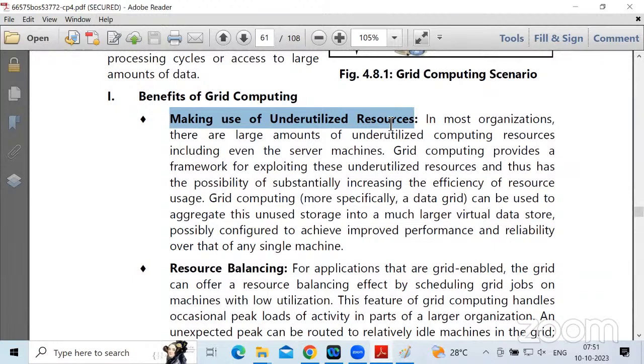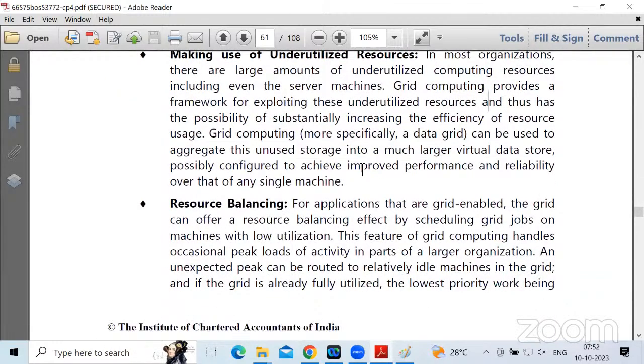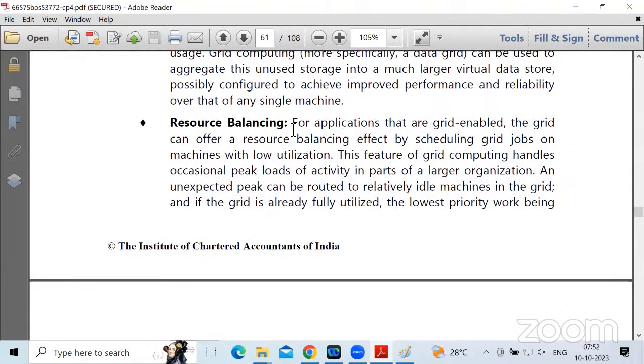Now, in this scenario, what happens? There is a mismatch. Therefore, the underutilized staff will be assigned work from the overburdened staff. So this is making use of underutilized resources. Resource balancing. This is also similar to that. The work is balanced.